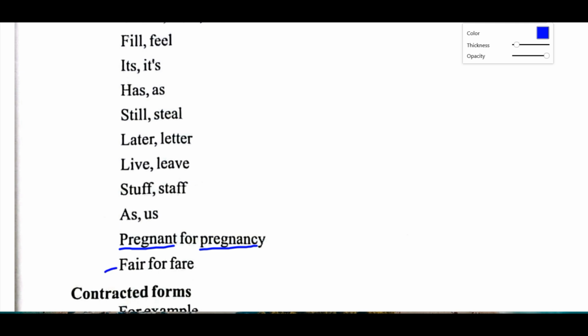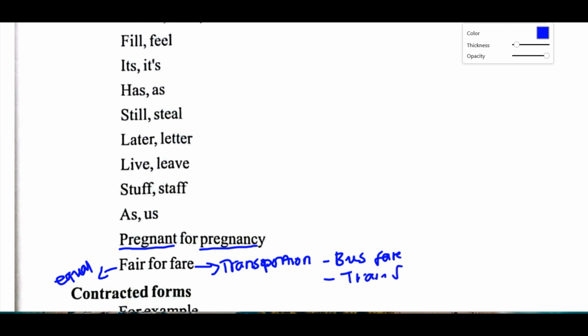Then we have this "fair". Fair is like doing something equal. Let's say, be fair with me, meaning just be equal. Then this "fare" is for transportation money. That's why it is incorrect to say I am asking for transport money. The correct one should be a bus fare. It can be a train fare. It can be a plane fare. So it depends on the mode of transport that you are using.